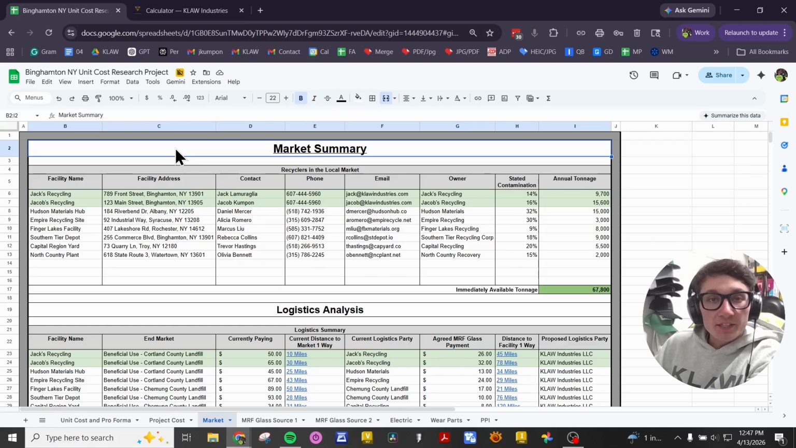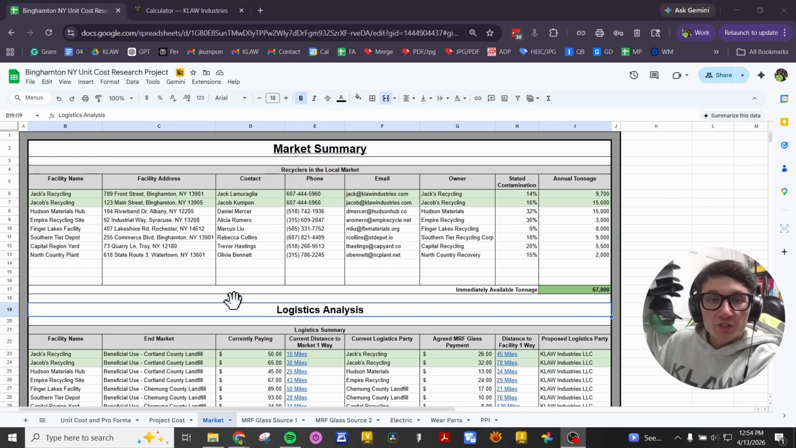This is an example of the market summary, and we start with recyclers in the local market. These are the best facilities that we're able to find in your area. We have the facility name as well as the contact information for the people that work at these plants. We then have the ownership structure and their stated contamination level of this material, as well as the annual tonnage that they produce. And that leads us to our immediately available tonnage in the local market. What's highlighted in green here are the best facilities that we're able to find to support the operation. These are going to be the plants that we focus on as we continue through the research project.